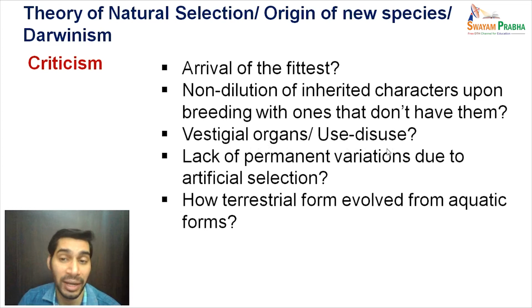Darwin supported natural selection by artificial selection. But when we do artificial selection, there is no permanent variation in the offsprings. They do not pass on generation after generation. So why is this lack of permanent variation there because of artificial selection? That he could not explain. He could also not explain how the terrestrial form evolved from the aquatic form by his theory of natural selection. So, a number of criticism points are there. These are just a few to emphasize upon.